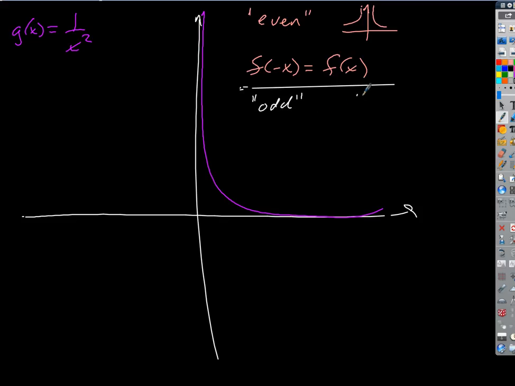That's going to be rotational symmetry, so it's going to look like that. It's rotational symmetry about the origin. And that's f of negative x equals the opposite of f of x. Okay? Does that make sense? And where does the even and odd come from?